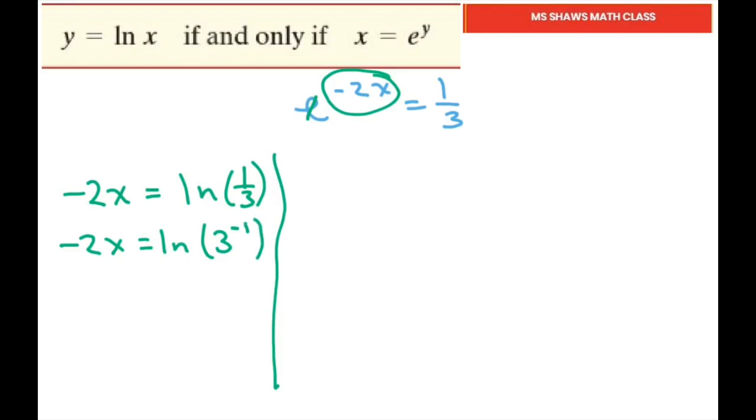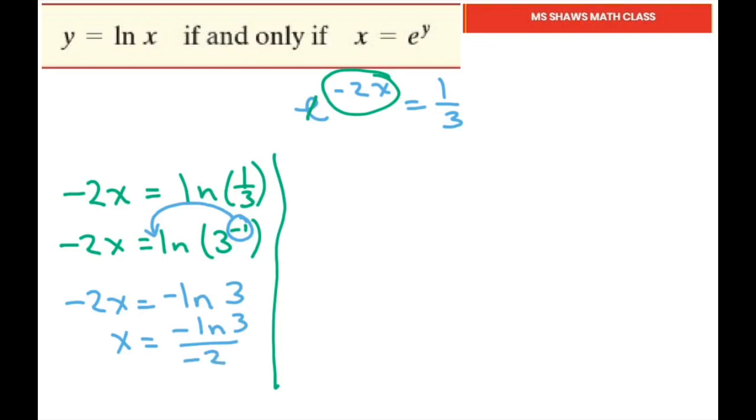All right, let me change this out a little bit. So 3 to the negative 1. Then you can use your power property and bring this negative in front here. So you get negative 2x equals negative ln of 3. And so when you solve for x, you're going to get x equals negative ln of 3 divided by negative 2. So the two negatives cancel, so your solution set is ln of 3 divided by 2.